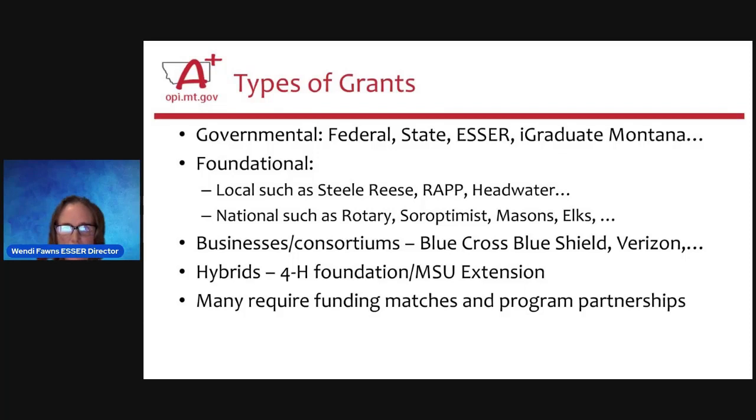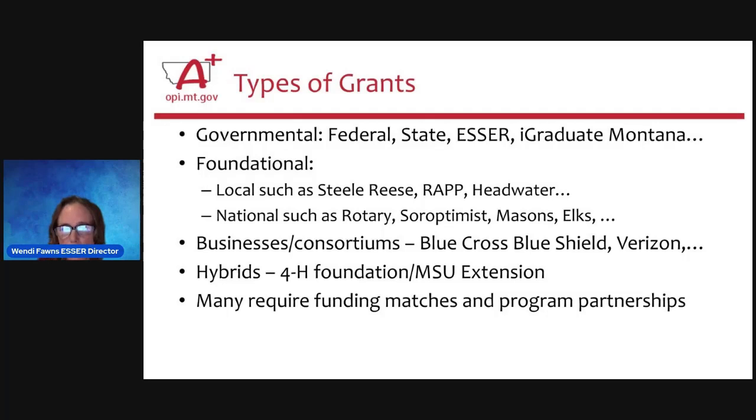Types of grants, again, are governmental and foundational. And then there are also business or consortium type grants, like Blue Cross Blue Shield has a grant and Verizon has a grant. Those are business grants that want to support education within the different states where they provide services. They create a grant and different entities can apply for those.